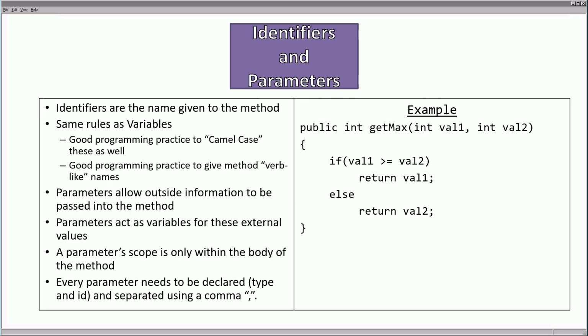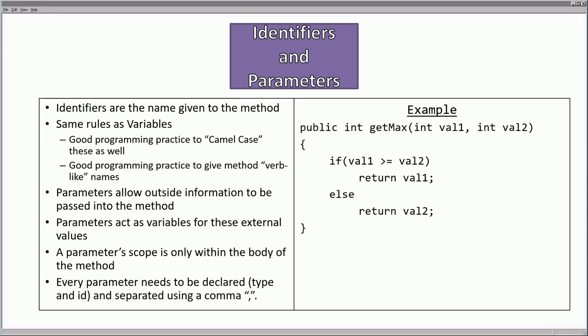The next part: after the scope and the return type, you have the identifier and the parameters for a method. The identifier gives a name to a method, and it's the same rules as for a variable. Variables give you a way that you can access and store information. Identifiers for a method allow programmers to call those methods. In other words, to use those verbs.